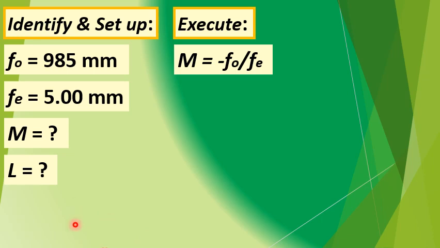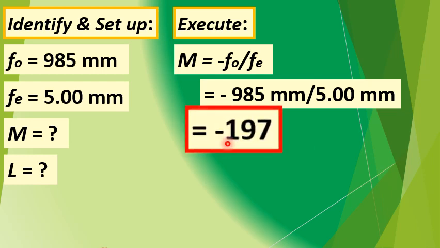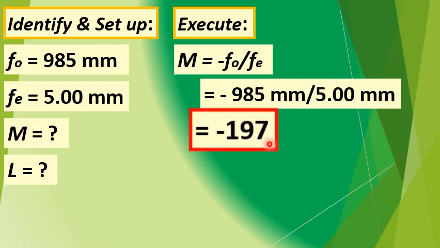So, computing the value of capital M using the formula, capital M equals negative f sub O over f sub E, right? That is, capital M equals negative 985 millimeters divided by 5.00 millimeters. Simplifying, we get the value of capital M equal to negative 197.